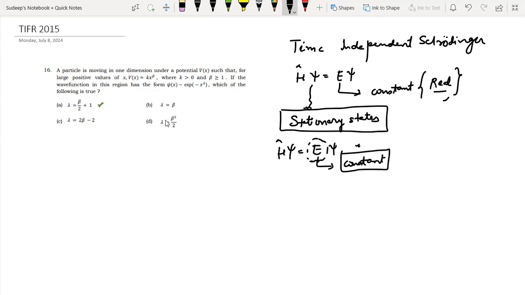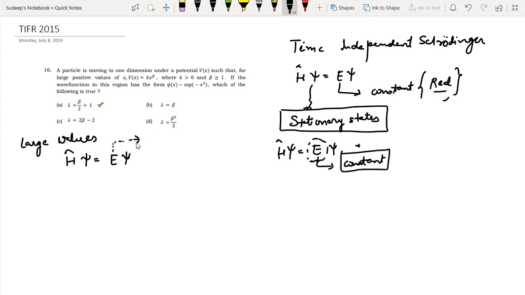So we have to find this for large values of x, which also encompasses values tending to infinity. For large values, we know that psi(x) is nothing but exponential of minus x raised to power lambda. I'm refraining right now from finding the normalization constant; it's not required, because even if I multiply with some normalization constant, on both sides it will vanish. So I'm not bothered about it.